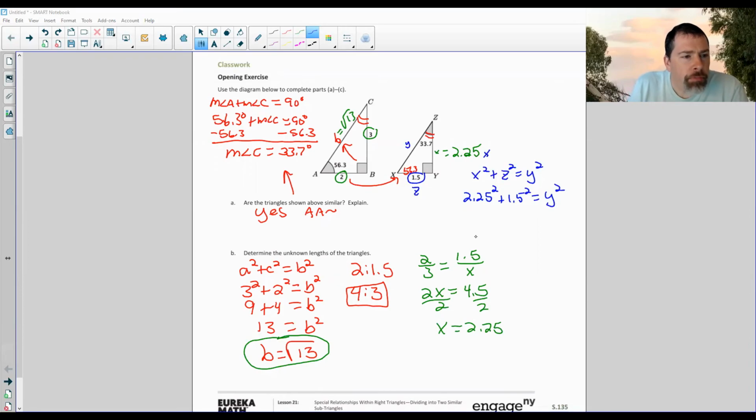2.25 squared is 5.0625, plus 2.25 equals Y squared. Yes, 1.5 squared is the same as 15 squared, move the decimal. And then when I add these, 5.0625 plus 2.25, I get 7.3125.